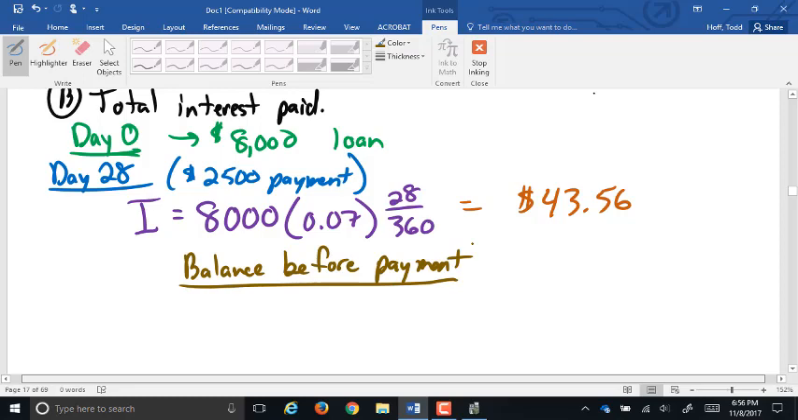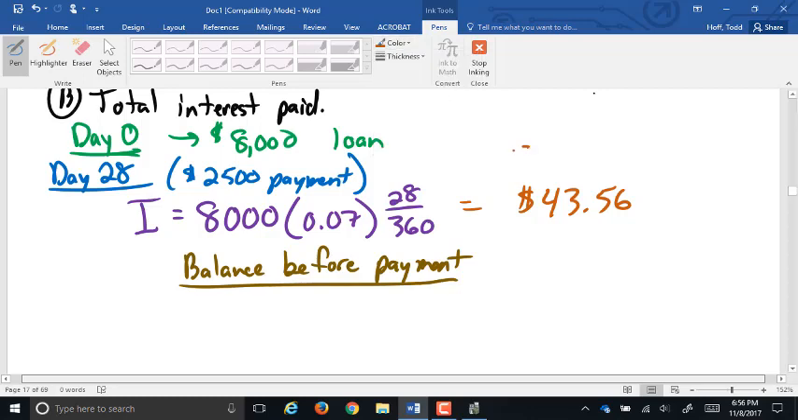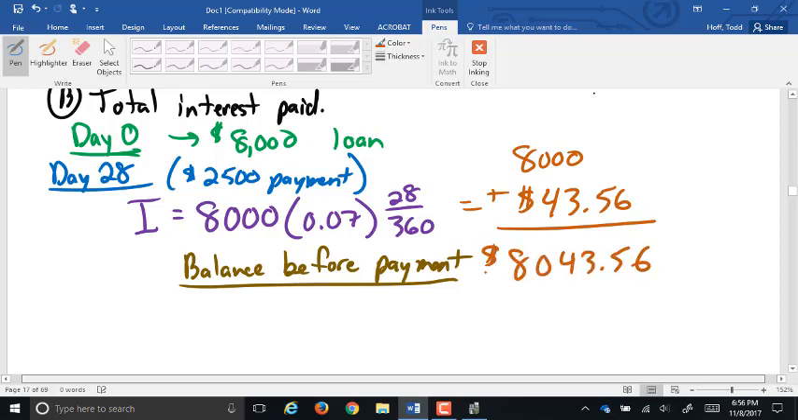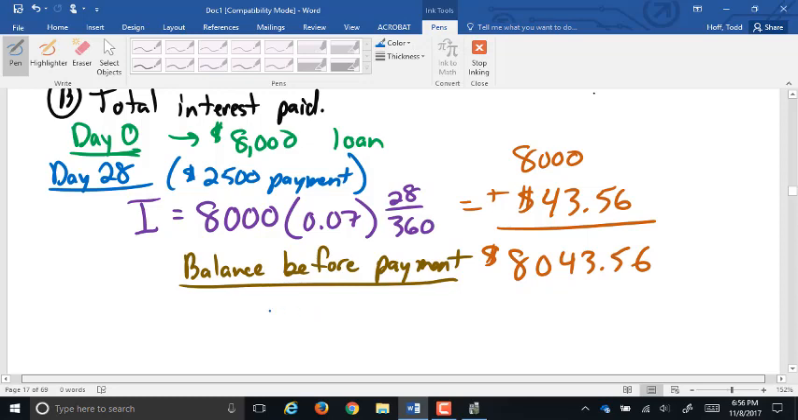Yeah, sure. So the balance before the payment is the 8,000 plus the interest. So that's $8,043.56. Then we subtract the payment of $2,500.